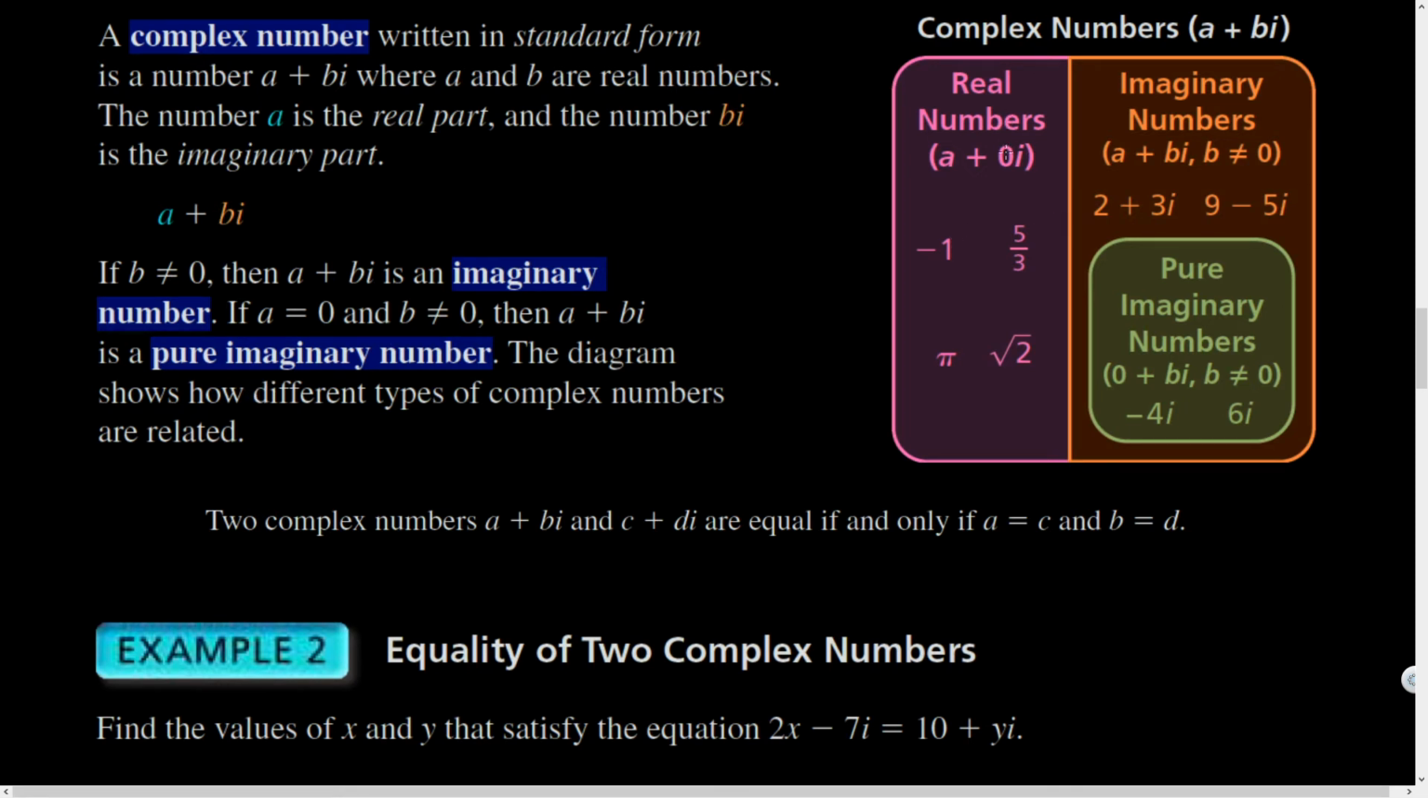And so, right, real numbers have no imaginary part, as 0i. Imaginary numbers have b not equal to 0, so b would have been 3 or -5 or -4 or 6. And then pure imaginary numbers have the a part equal to 0. And so notice there's no constant, like here a was 2, here a was 9. In both of these cases, a was 0.